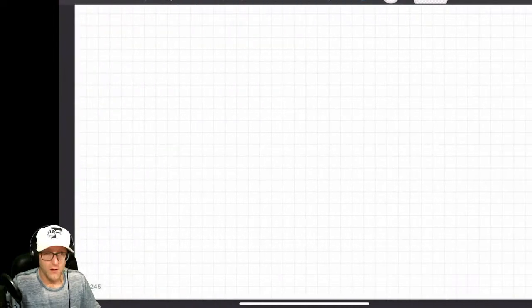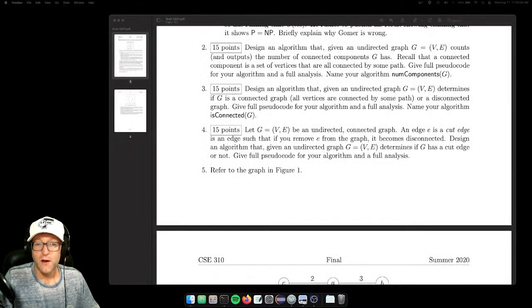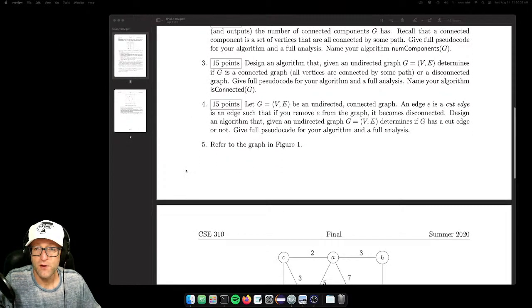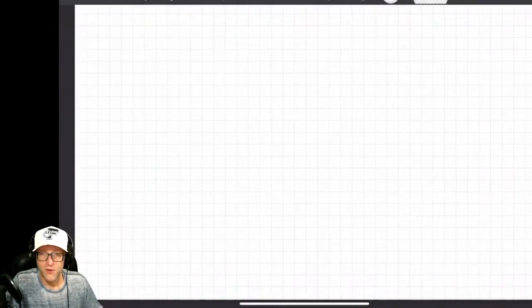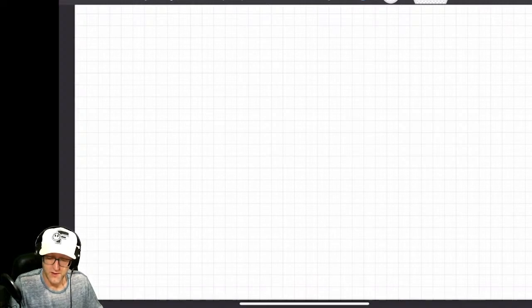Okay. Let's go back. No questions so far. Number 3, design an algorithm that, given an undirected graph, determines if G is a connected graph. That is, all vertices are connected by some path. In a disconnected graph, meaning that there is more than one connected component, right? Give full pseudocode of your algorithm and a full analysis. Name your algorithm is connected. Right? So not only could we use DFS as a subroutine in our last answer, but guess what? We're going to use the num components that we just wrote in this answer.